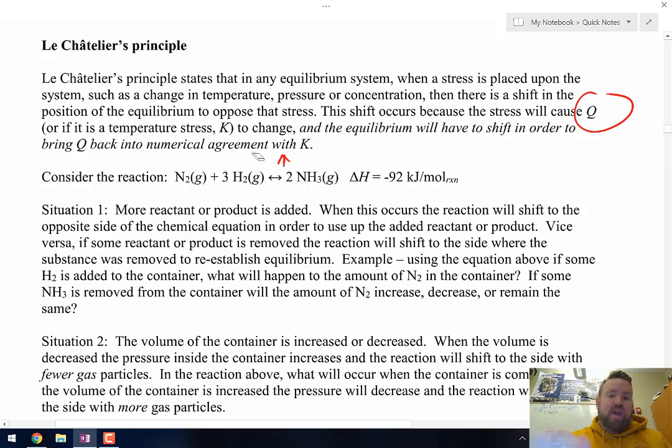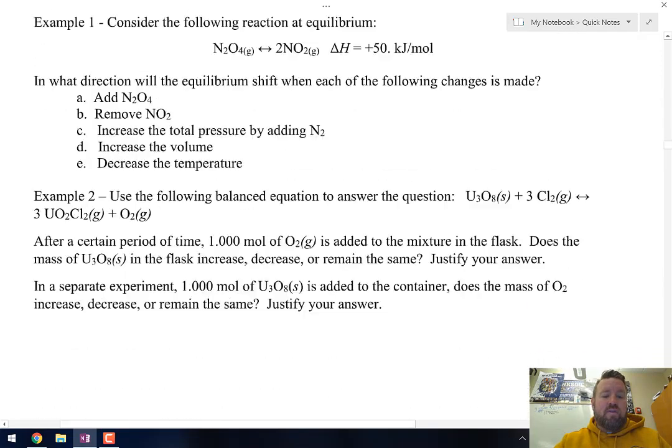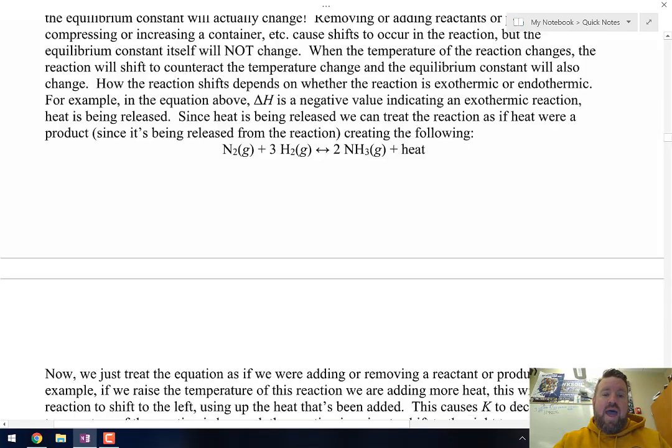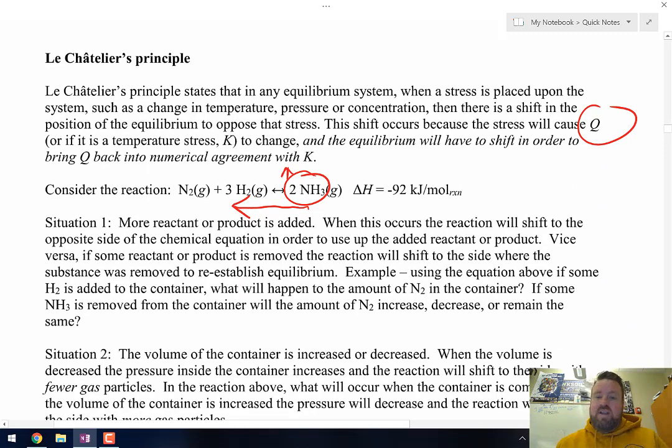What if I added some NH3? Now I've got more product, so the numerator got bigger and the denominator stayed the same. Now Q is greater than K, which means the reaction is going to proceed to the left and make more reactant. The amount of NH3 is going to go down. Now remember that the equilibrium value of K does not change. Even when you add some reactant or product, the equilibrium constant does not change.